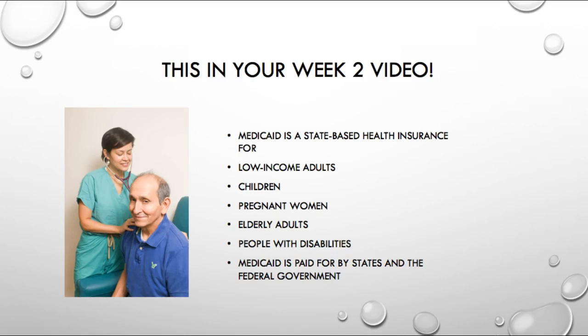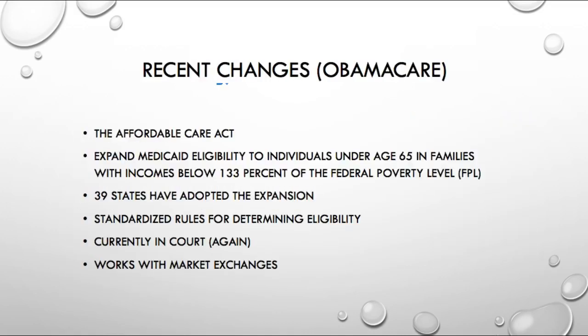Medicaid is the focus of Week 2, but we also want to think about how Medicaid overlaps and intersects with both Medicare and sometimes with Social Security. Medicaid is a state-based health insurance program that's mainly used for children, low-income adults, often pregnant women, elderly adults, people with disabilities. Unlike Medicare, it is paid for by the states and the federal government and is a state-based program.